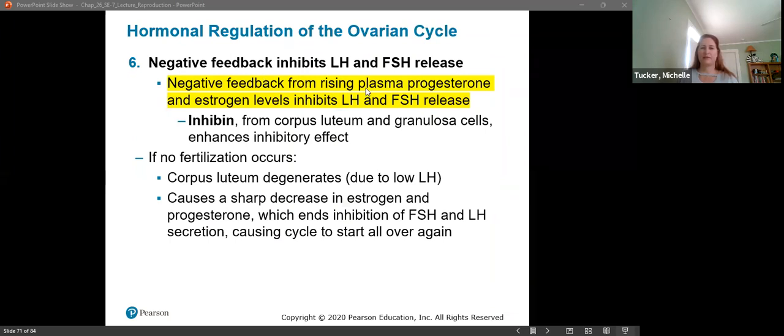The negative feedback from the rising plasma progesterone and estrogen levels from the corpus luteum is going to inhibit LH and FSH release, because we're not going to want to mature more follicles until we see whether or not the current secondary oocyte is fertilized. If no fertilization occurs, the corpus luteum degenerates. This causes a sharp decrease in estrogen and progesterone.